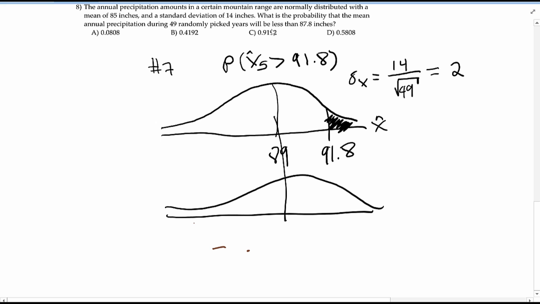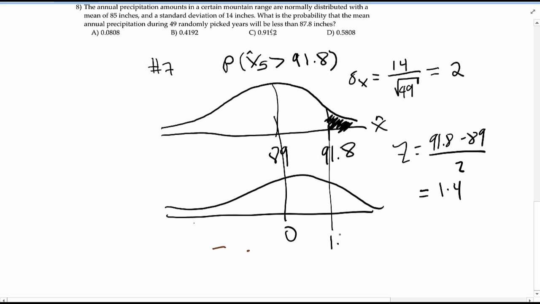The 89 will go to 0. What is the z-score of 91.8? That's 91.8 minus 89 divided by the new standard deviation, which is 2. So let me calculate that. 91.8 minus 89 divided by 2 will give me 1.4.